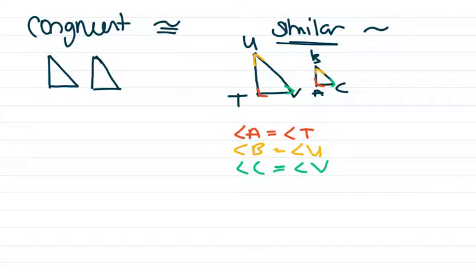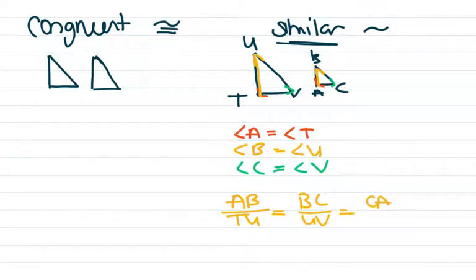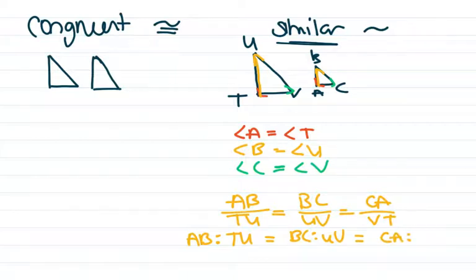And then the ratios of the corresponding sides are equal. So the side AB is a ratio to the side TU, and that equals the same ratio as the side BC over UV, and that equals the same ratio as the side CA over VT. So you could also write that in ratio notation. AB to TU equals BC to UV equals CA to VT.